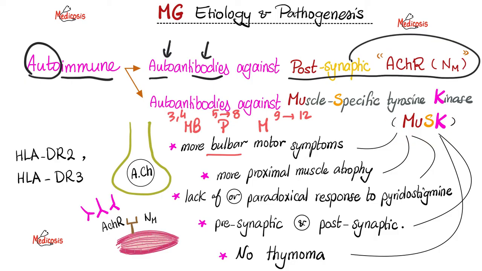Here is a fun mnemonic that will help you remember the anti-MuSK. Just imagine that, hypothetically, Elon Musk developed myasthenia gravis with anti-MuSK antibodies. Now he cannot talk, has weakness in the shoulder and the hips, cannot benefit from pyridostigmine, but on the bright side, he has no thymoma.